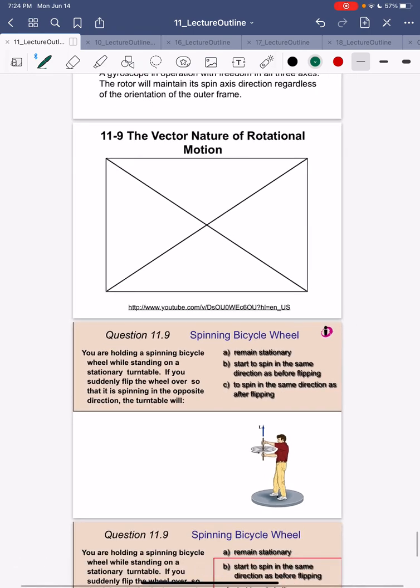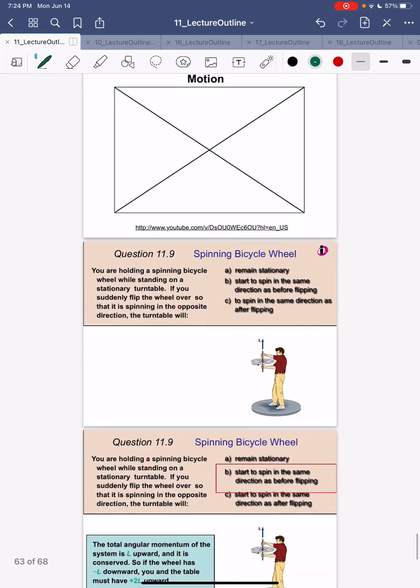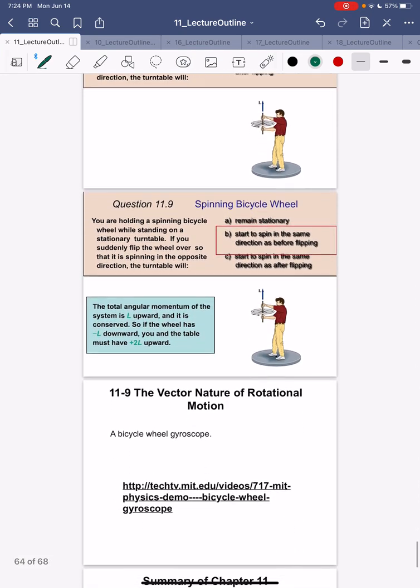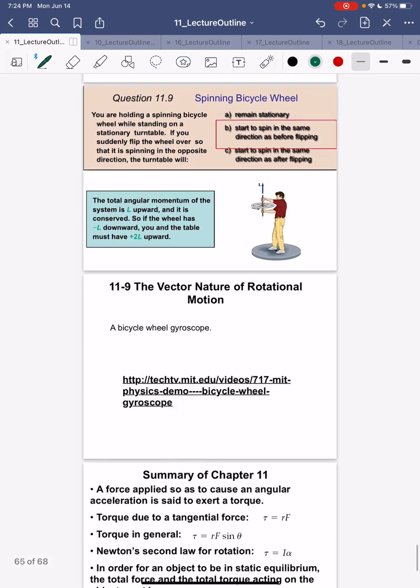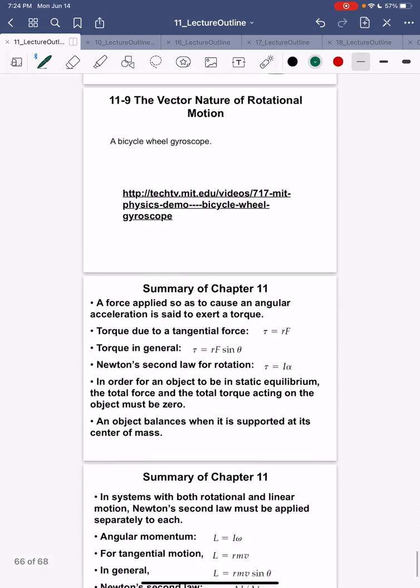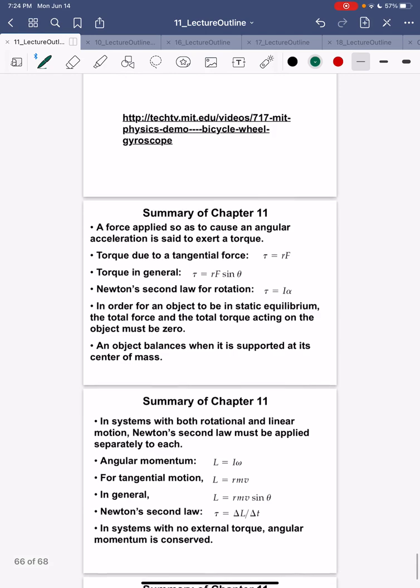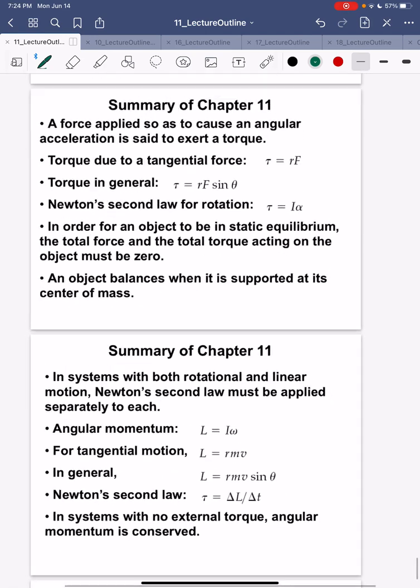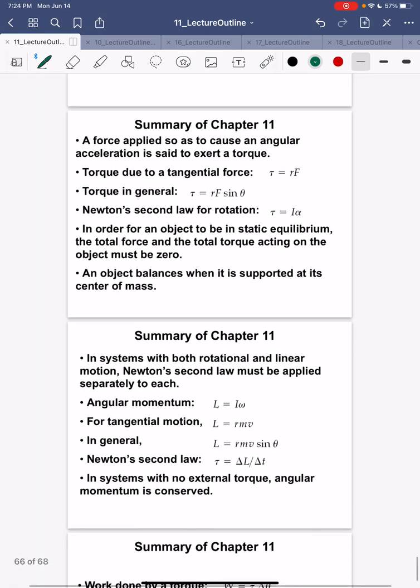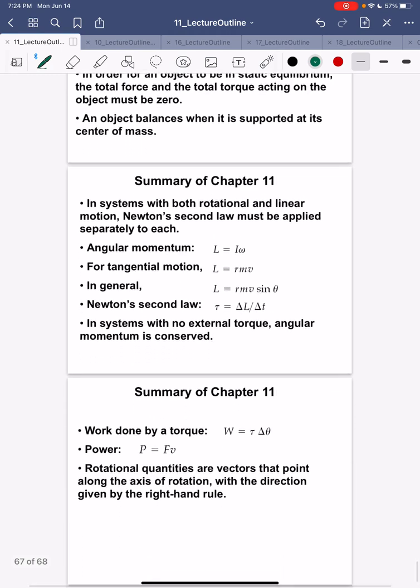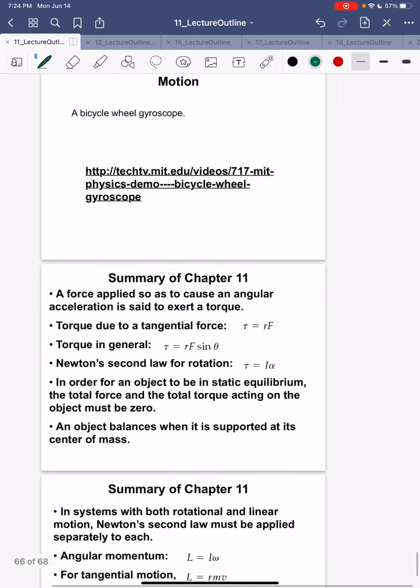All right. I want you to read the summary of the chapter with all the equations here. It is very helpful to you.